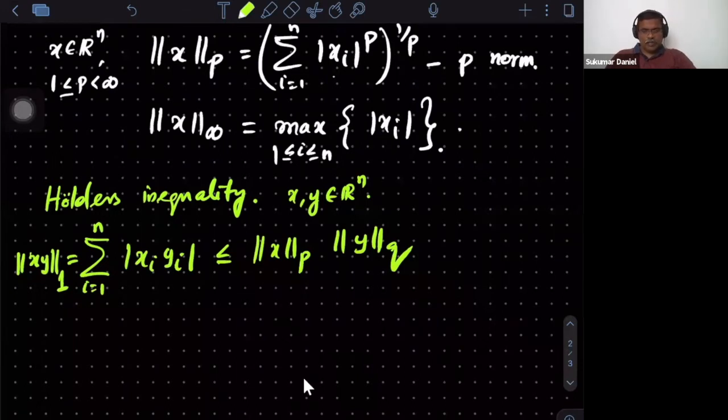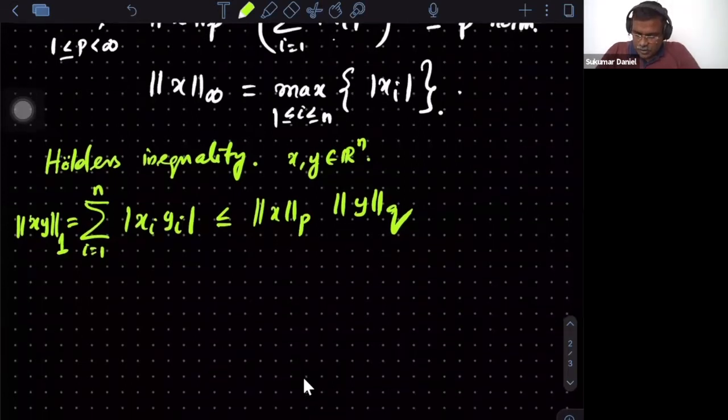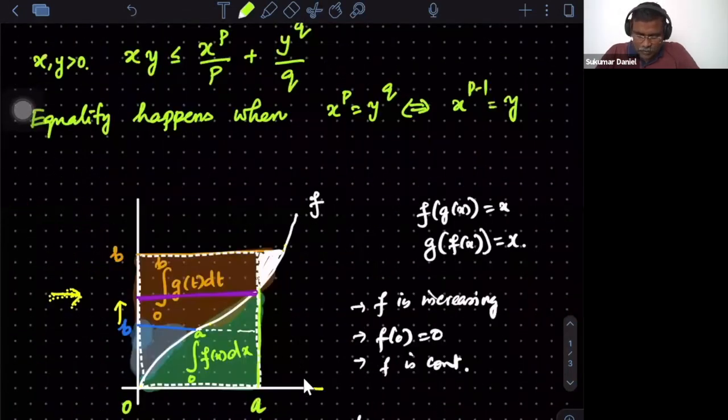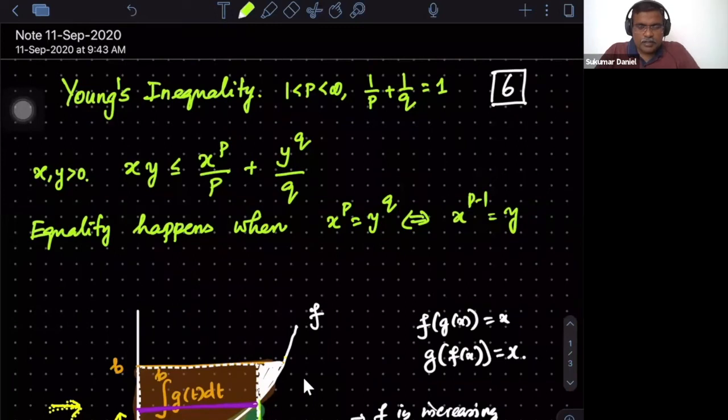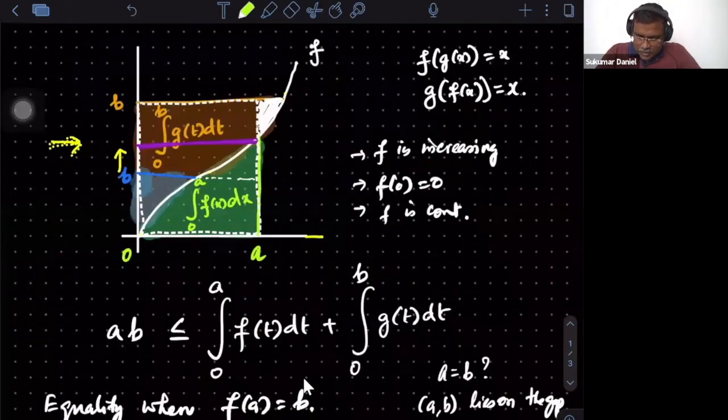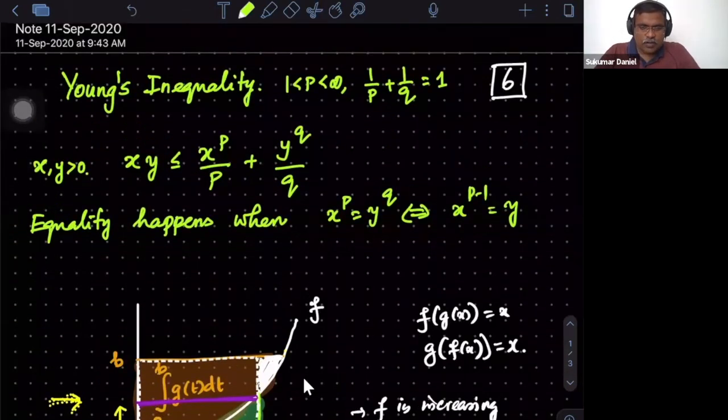Okay, so this is the inequality that we want to first establish. This follows from Young's inequality with an appropriate choice. Can you suggest? So look at Young's inequality. What kind of substitution should I do, or what kind of x and y should I take and use in Young's inequality, and then I will get Hölder's inequality. That immediately suggests that maybe I will use it for xi and yi. Each coordinate I will use.